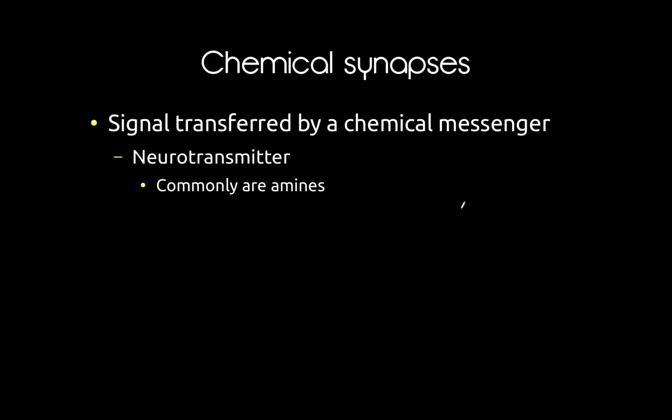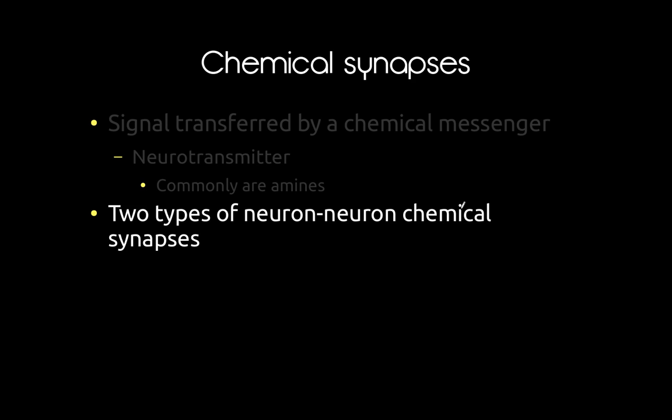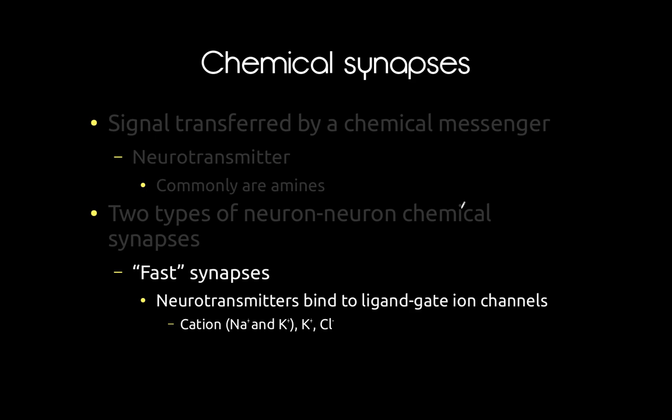Commonly, these neurotransmitters sent from the presynaptic neuron to the postsynaptic cell are going to be amines, these small molecules that have an amine group on them. You'll probably know some of these from having heard of them before. For instance, serotonin, dopamine. These are things that actually come up a lot in pop culture. That's commonly what's happening here. And really, there are two important types of neuron-neuron chemical synapses that I want to talk to you about specifically. The first of these are fast synapses.